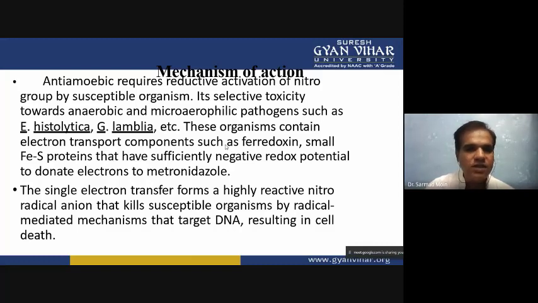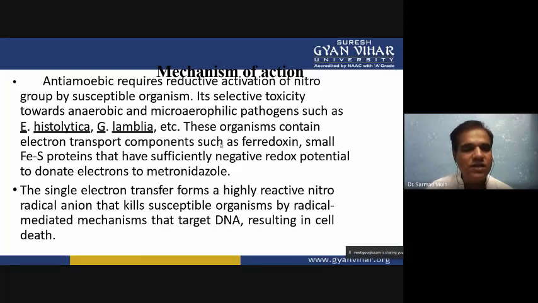So the most effective anti-amoebic is metronidazole, and we give this metronidazole to the affected patient. Metronidazole acts on electron transport components such as ferredoxin, the small iron-sulfur protein, and these parts of the protozoa will be affected by the metronidazole, so that they will be killed easily by this type of compound. Single electron transfer forms a highly reactive nitro-radical anion that kills susceptible organisms by a radical-mediated mechanism that targets DNA, resulting in cell death.